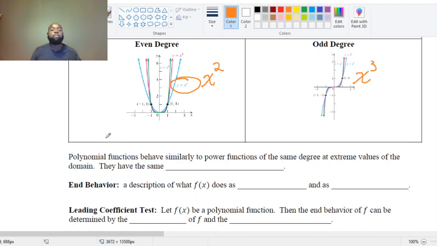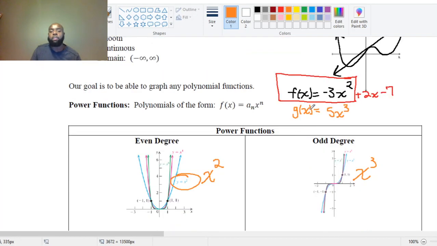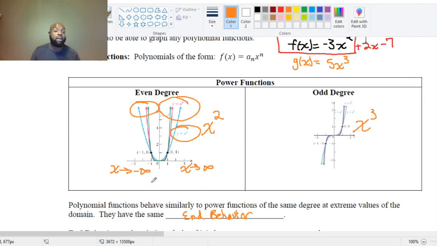So what it says is polynomial functions behave similarly to power functions of the same degree at extreme values of the domain. They have the same end behavior. All right. And what this means, and it makes sense if you think about it, is that when I'm talking about the extreme ends of the graph, I'm talking about this part of my graph and this part of my graph here, right? That's as x approaches infinity, and on the left side of my graph, that's as x approaches negative infinity. That's what I mean by the extreme ends.